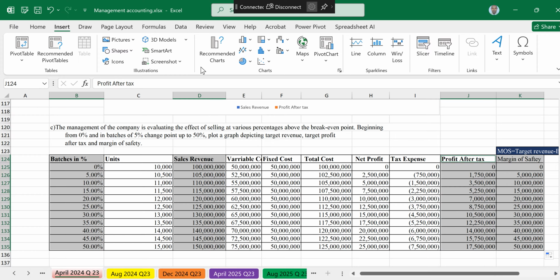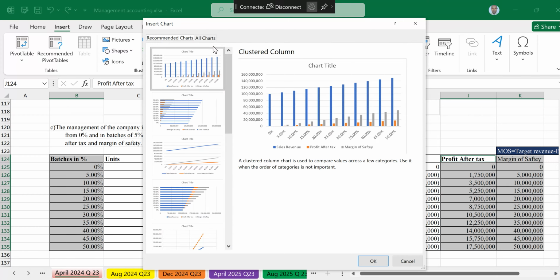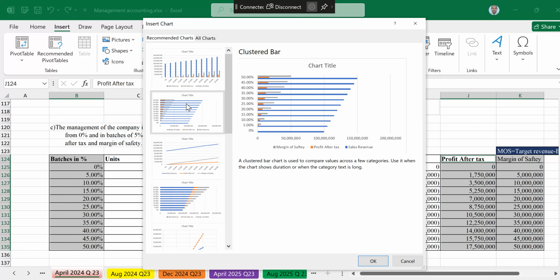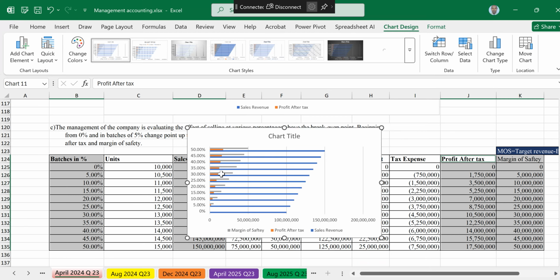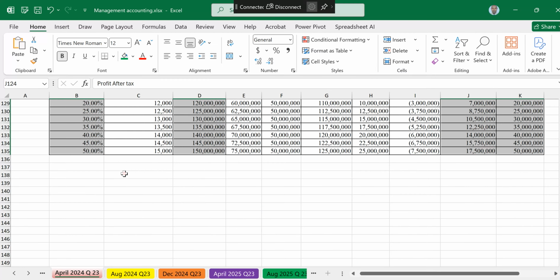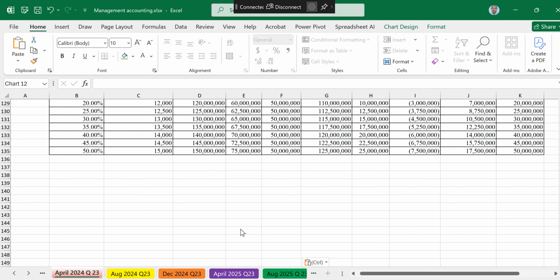Then insert, then recommended chart. That will give you some nice chart. Even the first one looks just good. Or even we can go for bar. This time around, we go for bar. The second one under recommended. Then okay. I cut, then paste my chart below. Paste here, then expand the chart.